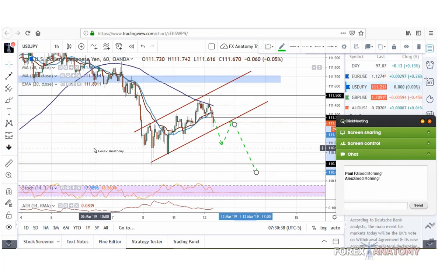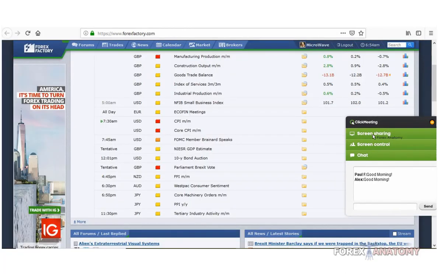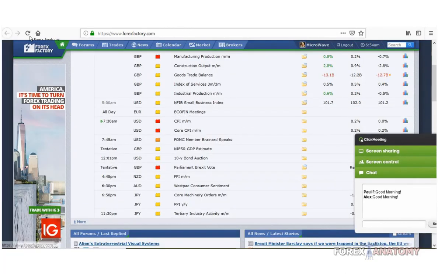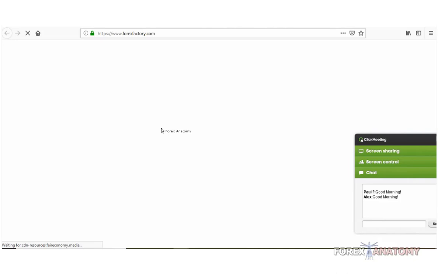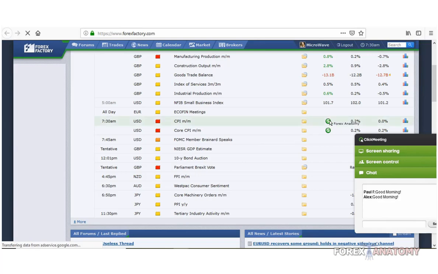So then it's 7:30, guys, and the CPI data came out, and I believe it didn't come out favorably for the U.S. Let's just see what happened. Let me refresh this page and see what took place for this particular announcement. So what happened?